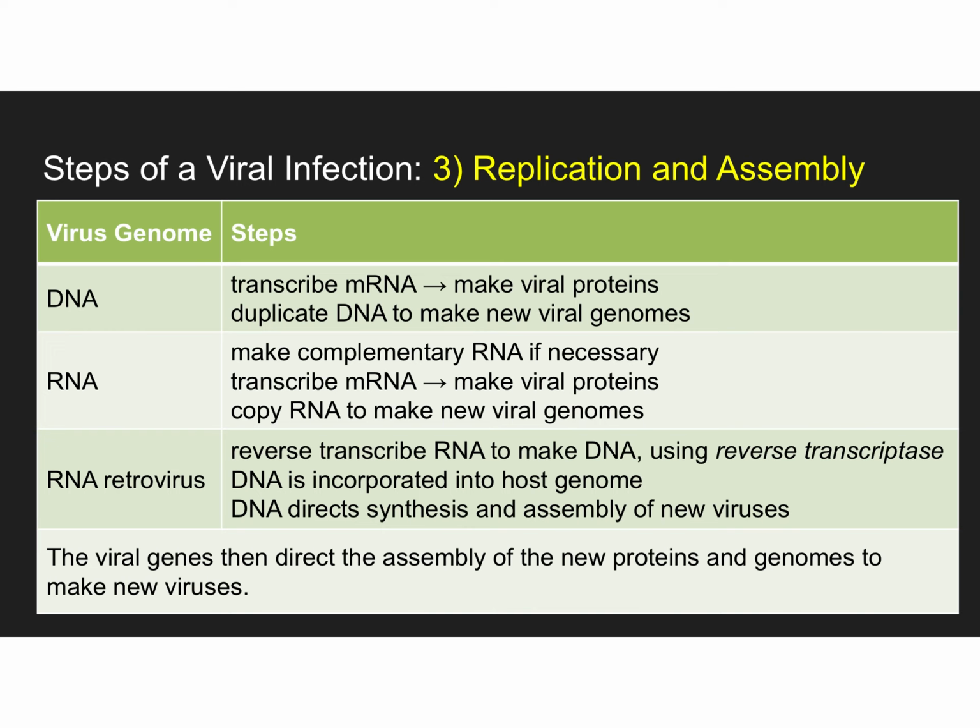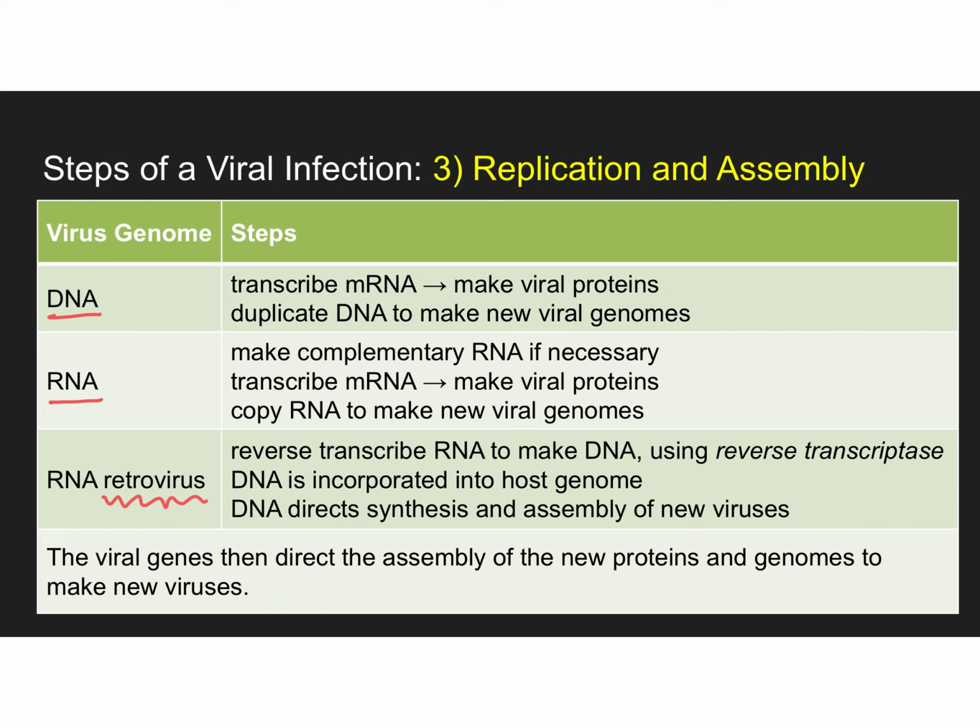Continuing with this third step of replication and assembly, let's talk a little bit about how the different types of viruses do this step a little bit differently from each other. So remember that the genome, or the genetic material of the virus, can come in different varieties. Some viruses have DNA as their genome, some have RNA, and then we're going to talk about something called a retrovirus here for kind of the first time.